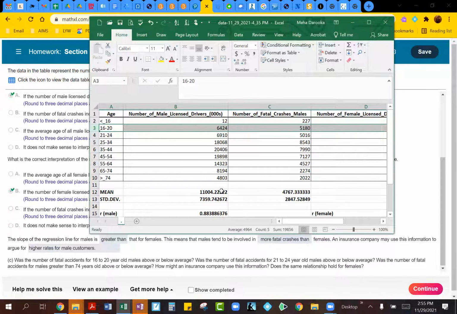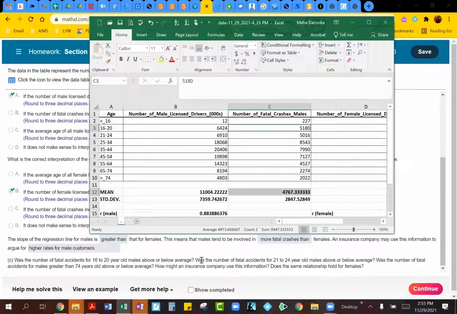Your average for the fatal crashes is right over here for males. And for the age group of 16 to 20, would you say this is above average or below average? Sorry, not using the slope, but the average itself. Above, yeah. Your average for this group came out to be 4,767.333 repeating, and this one is 5180.